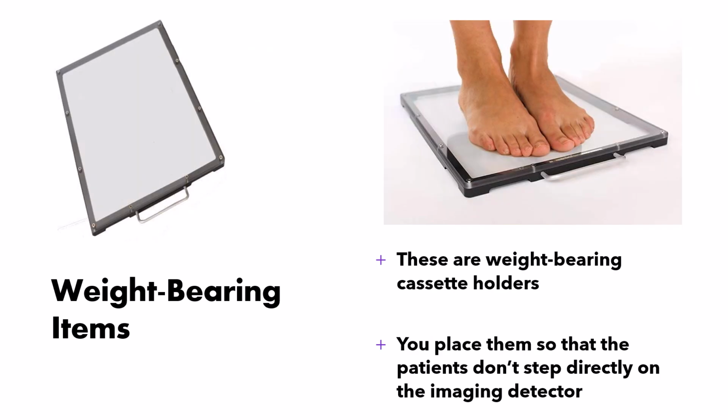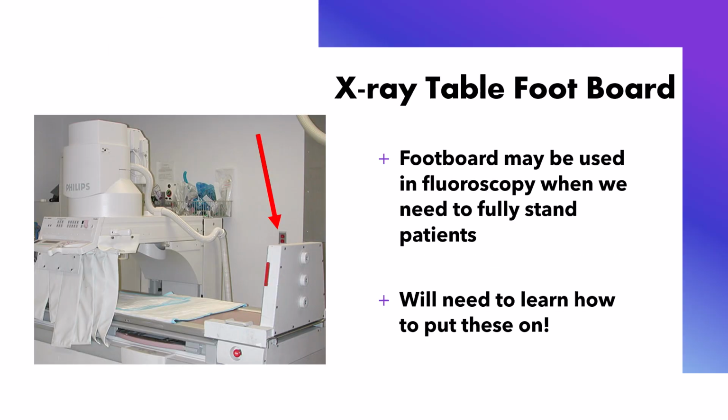When you're doing a standing x-ray, you put the image receptor here because you don't want the patient to stand directly on it. This is a plate, a shield that you can put over the cassette that you can stand on. It is made so that you're not going to damage the plate under it. So you place them so that the patient doesn't step directly on the imaging detector. And you will see those at the outpatient clinics also for orthopedics.